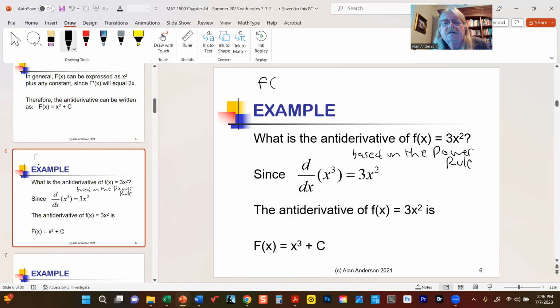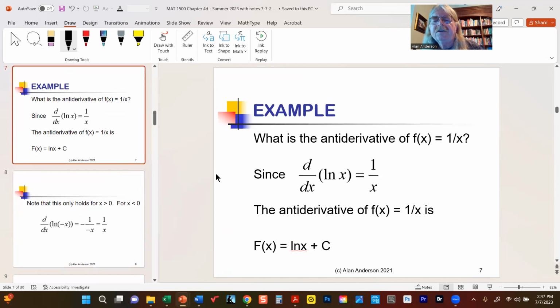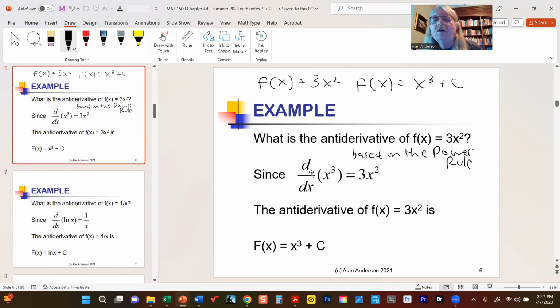So f of x is 3x squared. The antiderivative is x cubed, and we have to include that constant because we know there's an infinite number of possible antiderivatives that would all give us the correct result, all of which are the same except for the constant. Okay, now here's another one. By the way, you're probably wondering, how do we know that x cubed was the right choice for this antiderivative? We're going to learn a lot of rules in the next chapter to help us figure out antiderivatives.